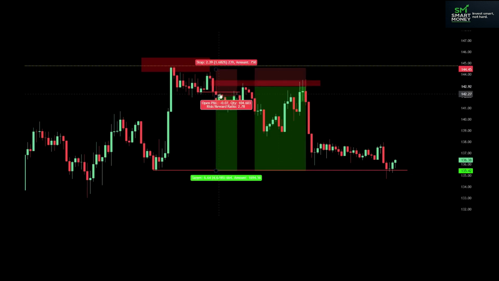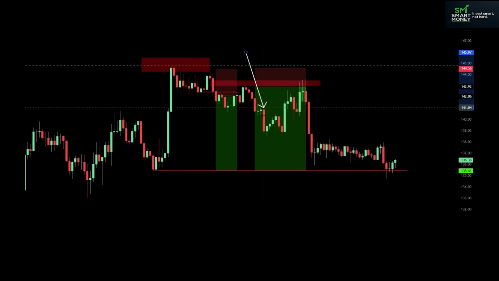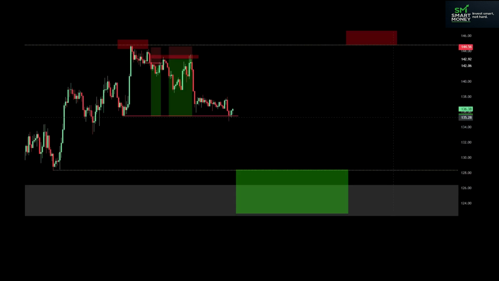Price broke the CISD, which was showing weakness. Then it retraced back into the fair value gap over here. Then it broke down even further, retraced back into that fair value gap. And then we got the massive drop and then the drop again. For our next entry, we want to wait for price to come back to the weekly lows.